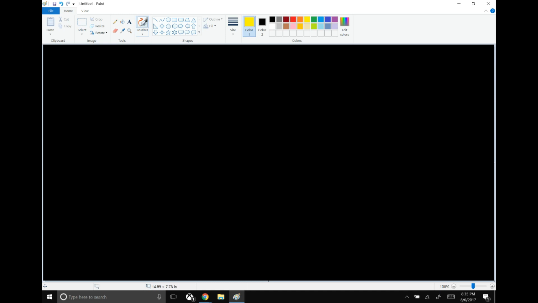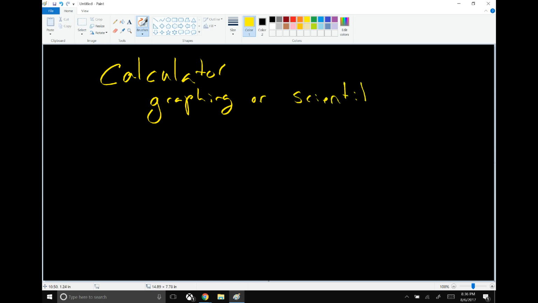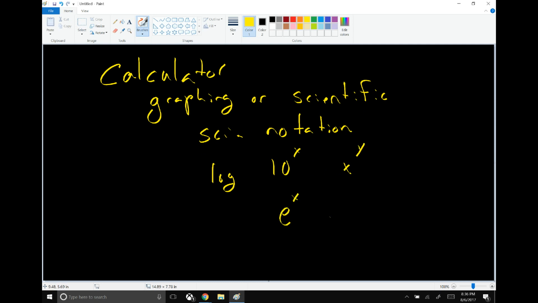There's something you are definitely going to need for this class. Besides a positive can-do attitude, you're also going to need a calculator. Okay? It's going to need to be a graphing calculator or a scientific calculator. Something that can handle the sort of difficult math you're going to need to do in this class. It needs to be able to handle scientific notation, that is to say really, really big numbers or really, really small numbers. It needs to be able to handle logarithms. It needs to be able to handle 10 to the x, x to the y, e to the x, natural log of x. It needs to be able to handle all sorts of math.